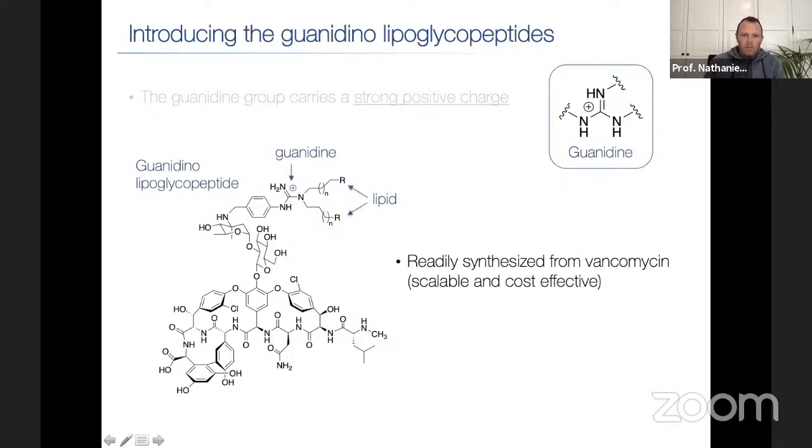We've made dozens of compounds with this general structure here. And they're very straightforward to prepare. The yields are very good. It's scalable and cost effective, given that you're starting with vancomycin, a natural product, as the starting material. And what I'll show you on the next slide, and actually for the rest of the talk, is data from one of our most promising analogs from this class of compounds.